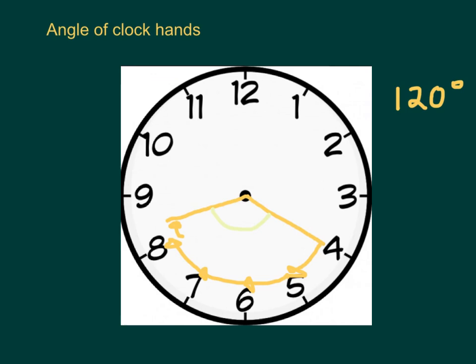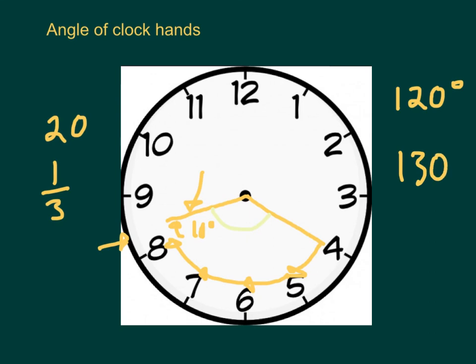Now, at 20 past, 20, of course, is 1/3 of an hour. It's 1/3 of 60. So that tells me this hour hand must have moved 1/3 of the distance between 8 and 9. That's essentially 1/3 of 30. So that little bit there must be 10 degrees, meaning the total angle must be 130 degrees.